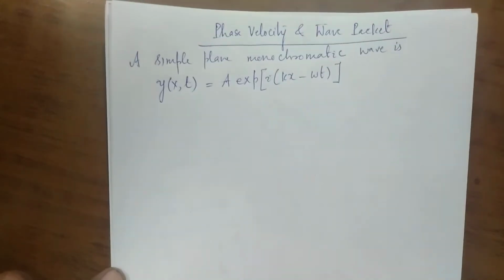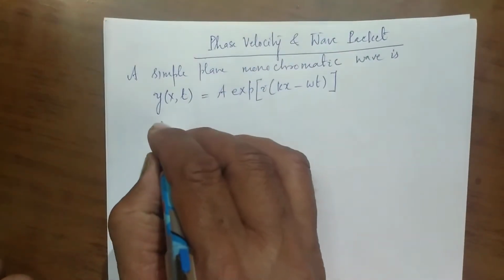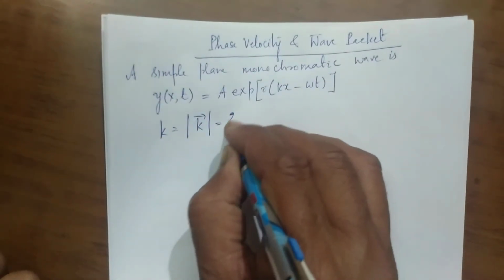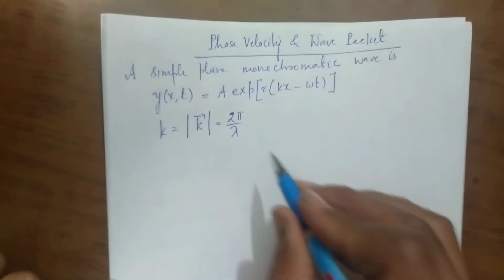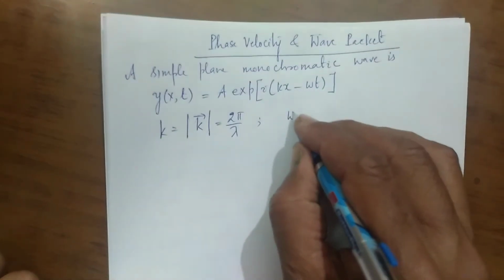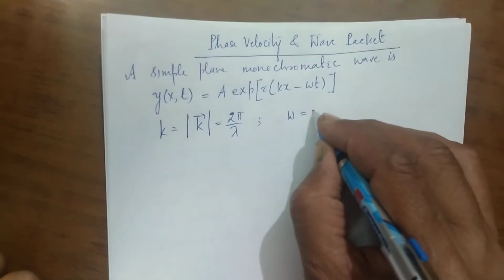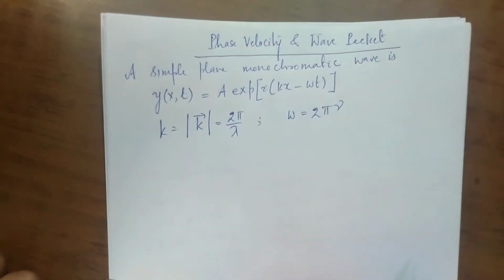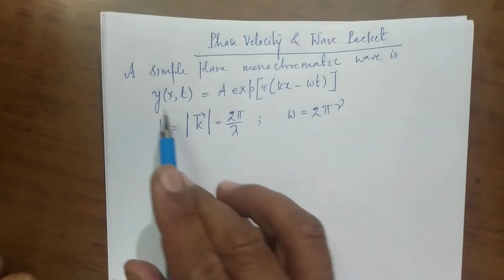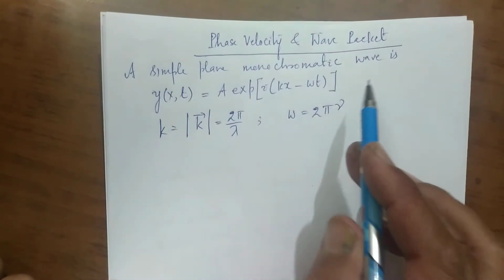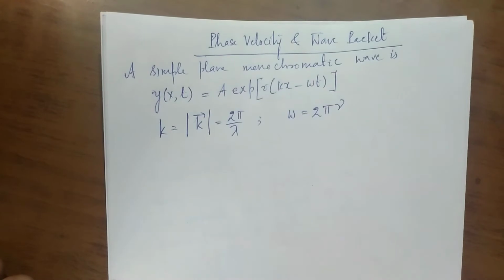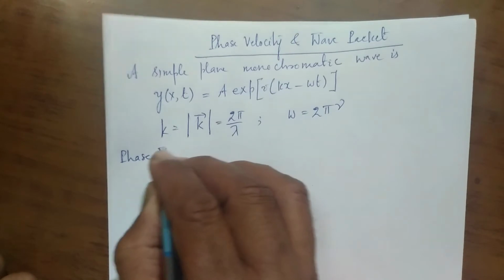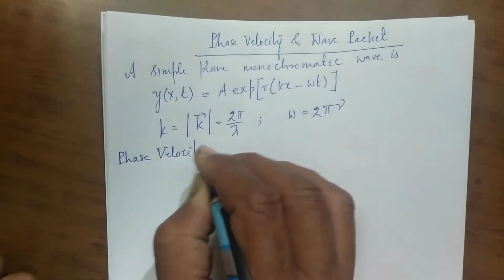Here a is the amplitude of the wave and k is the magnitude of the propagation vector, and it is equal to 2 pi by lambda. Lambda is the wavelength of the wave and omega is the angular frequency, that is equal to 2 pi nu. Nu is the frequency of the wave. So the question is, can this single wave train actually represent a moving particle? And for that we define the phase velocity or the wave velocity.